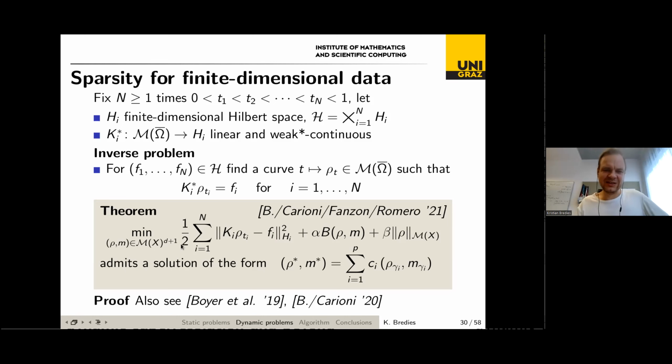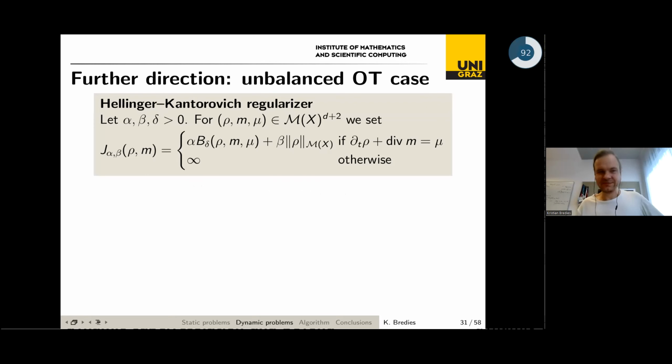Okay, so what is behind this theorem about sparse solutions? It's an application of a representer theorem that recently came up. This result about extreme points also holds in a much more general sense. Just for the direction: we did this first for the Benamou-Brenier energy, but also for the Hellinger-Kantorovich regularizer, which corresponds to the balanced optimal transport we just discussed before. So this can be done.